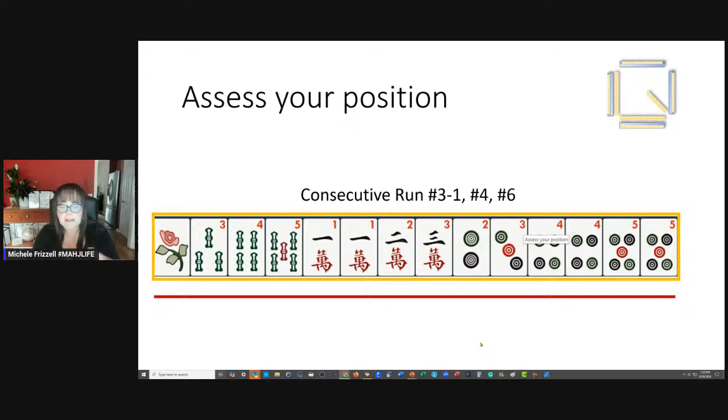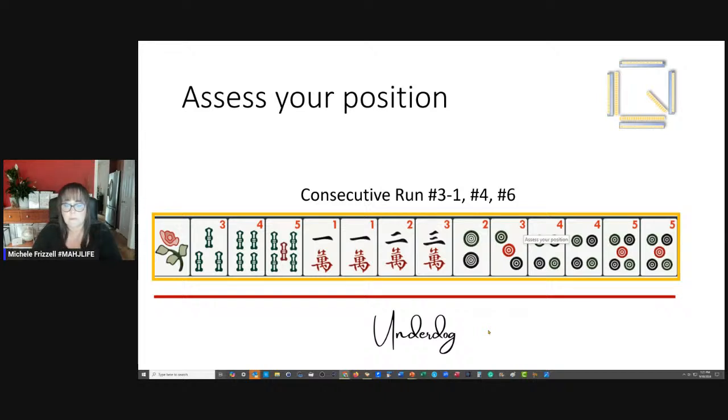So the idea here is that you have a lot of options. When you have a lot of options and just not one particular hand, you're not going to be able to keep all these tiles. So you're going to be an underdog. This player, even though they have a nice consecutive run with all their tiles, they're an underdog because they have too many options going on.